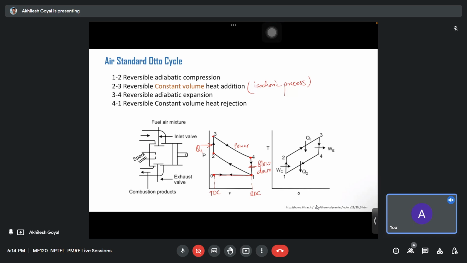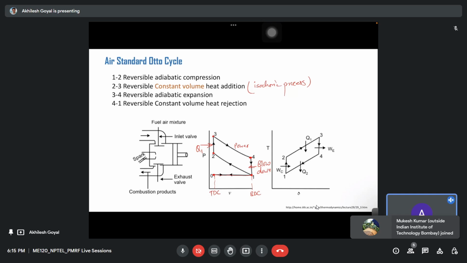Now, as we see the TS diagram for the same cycle. In the PV diagram we saw from 0 to 1 the intake stroke, and from 1 to 0 is the exhaust stroke. When we analyze the thermodynamic cycle, we do not consider this 0 1 because it cancels out each other. So we only consider 1, 2, 3 and 4. This is the real Otto cycle.